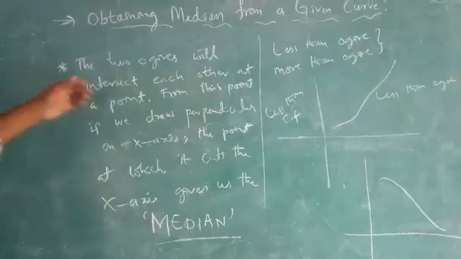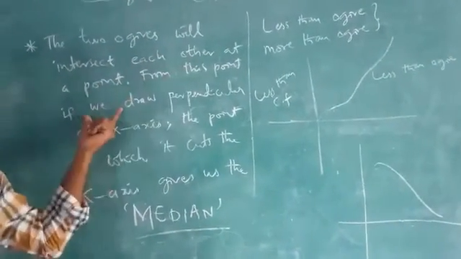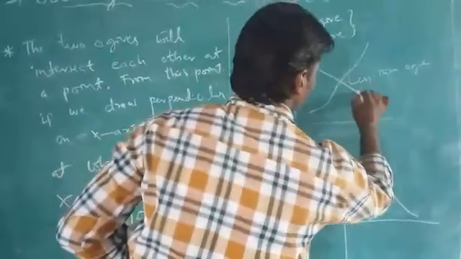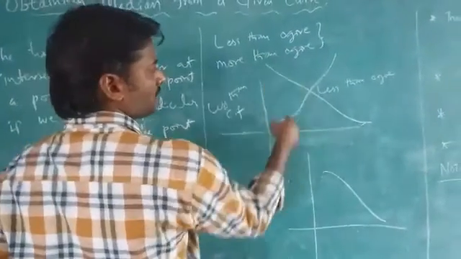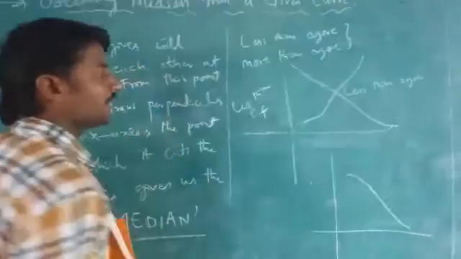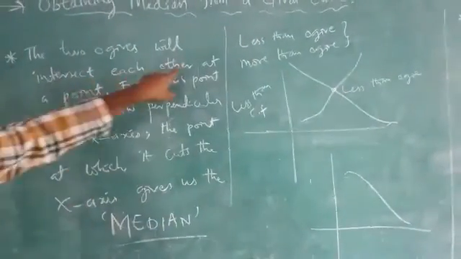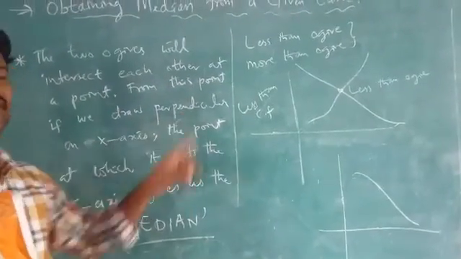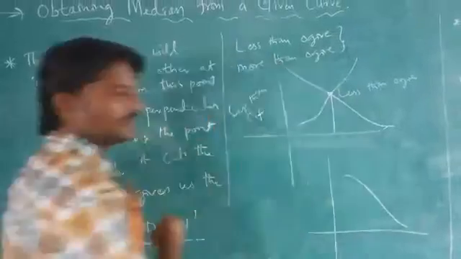So now the two ogives will intersect each other at a point. From this point, we have to draw a perpendicular. For example, if I draw both the less than ogive and the more than ogive, they meet at a point here. From this point, we draw a perpendicular line on the x-axis.